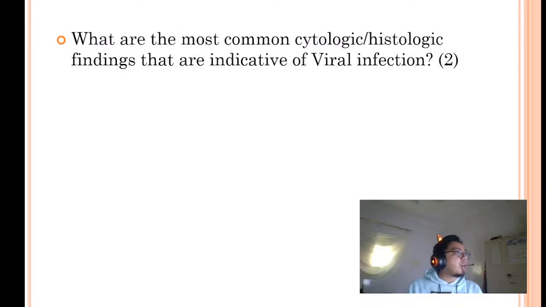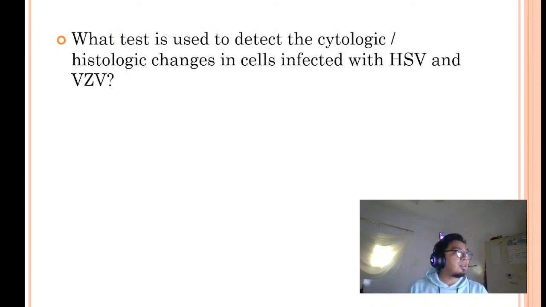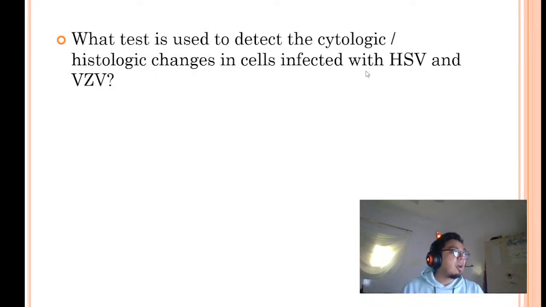All right. The most common cytologic or histologic finding indicative of a viral infection is of course your syncytia. I've always mentioned syncytia before. It's a clump of cells that have been infected by a virus. There are also viral inclusions that I mentioned a couple of seconds ago. And we want to be able to detect HSV in histological sections. So how do we do that? We do the Tzanck test. This is to determine the histological changes of an HSV or VZV infected cell. So we take a sample from the patient. We have a cell culture with us. We add it, and we want to see what happens after infecting a particular cell, and that is after infecting the control cells. So that is known as the Tzanck test.